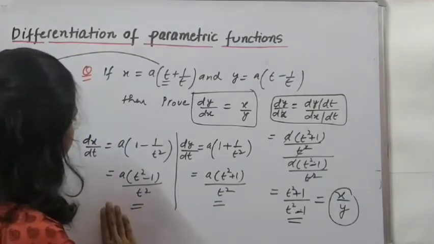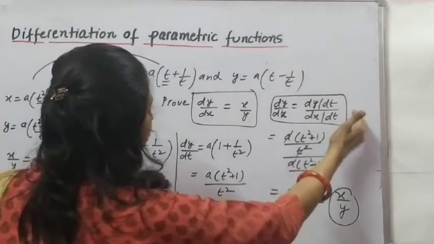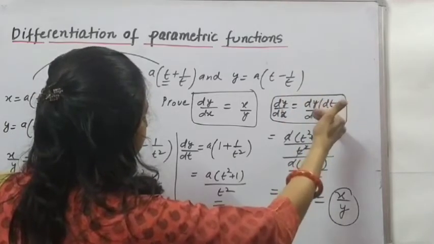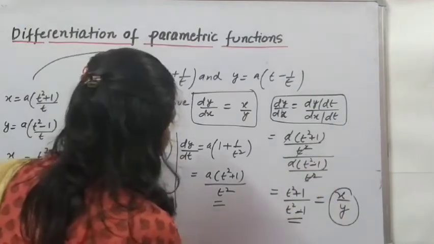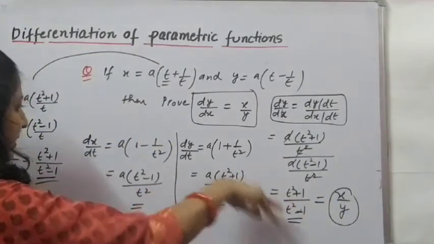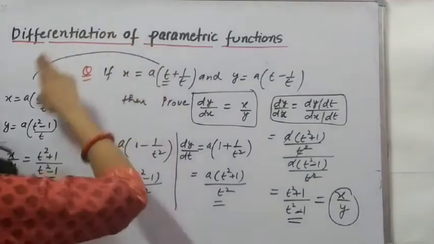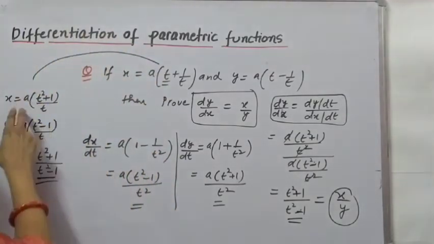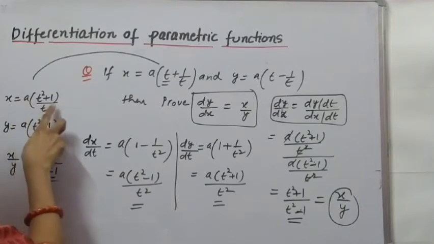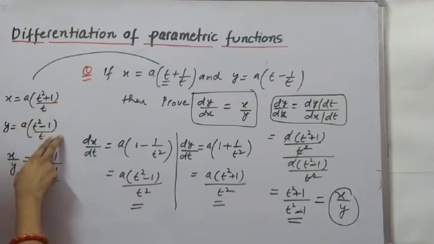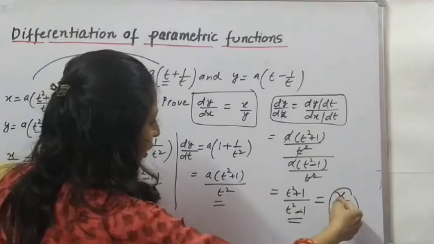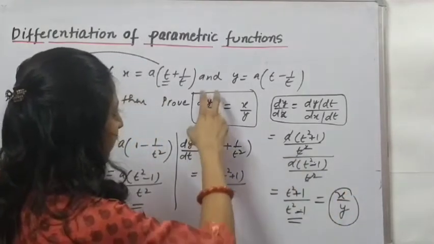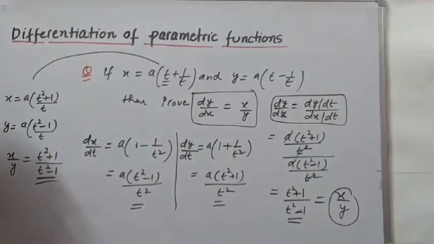Now put values of both dx by dt and dy by dt in this formula, that is dy by dx is equal to dy by dt upon dx by dt, and after substituting we will get t square plus 1 upon t square minus 1, and value of x upon y is also t square plus 1 upon t square minus 1. You can see from here. If we solve x further, value of x will be a(t square plus 1) by t, value of y will be a(t square minus 1) by t, and after dividing x by y we get t square plus 1 by t square minus 1. It means this whole is equal to x upon y, and we have to prove dy by dx is equal to x upon y. It means our result is proved.